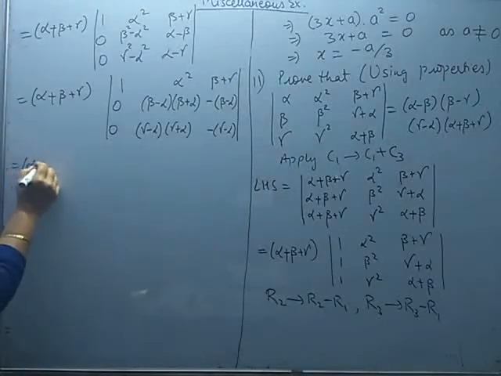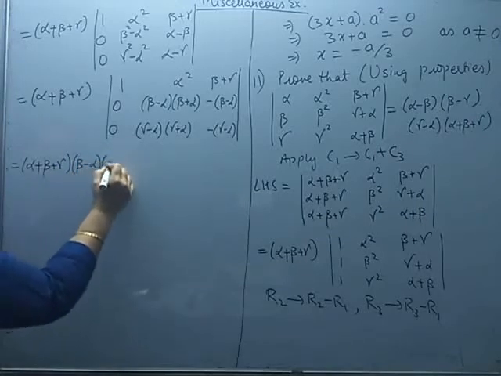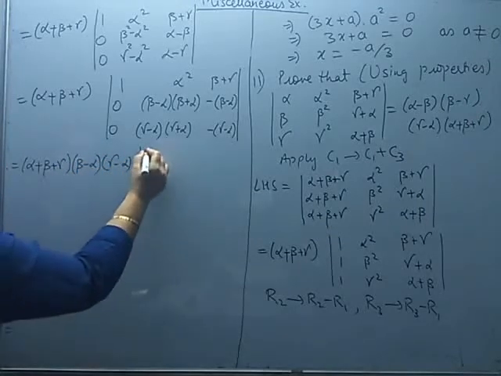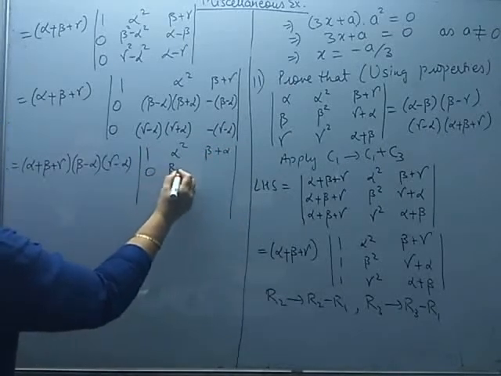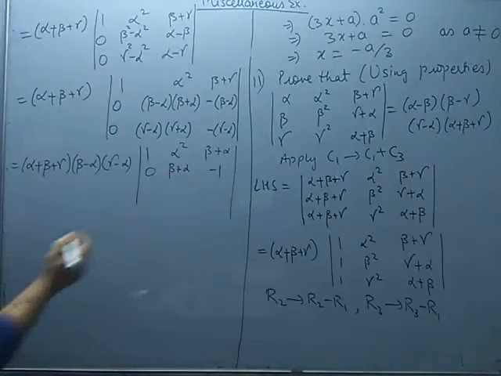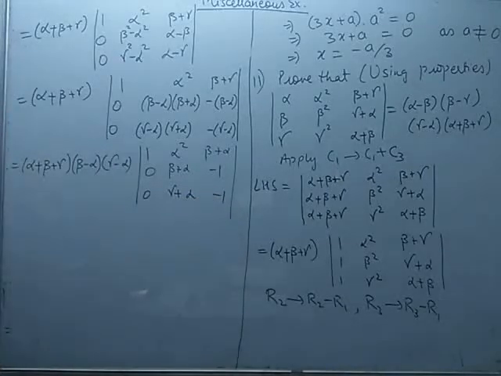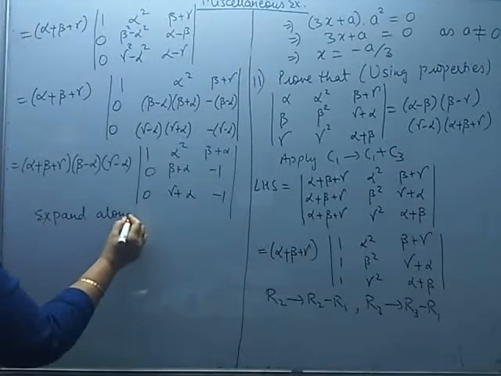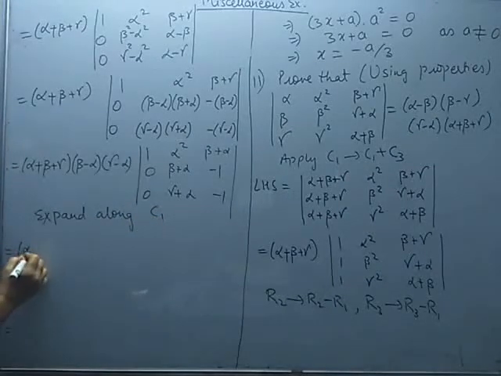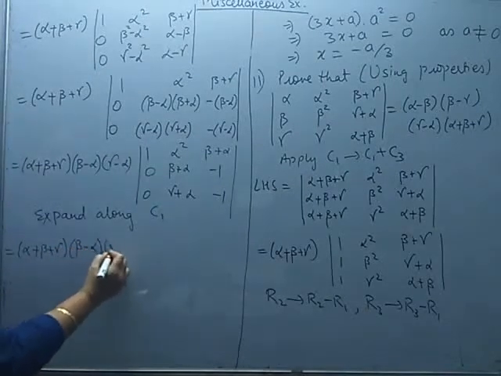So taking these terms common, we have taken beta minus alpha, also gamma minus alpha. Now the determinant is: this is 0, beta plus alpha. Here I have minus 1. This is 0, gamma plus alpha. This is minus 1. So now we can go for expanding it through the first column. So expand along C1, given the factors which we have already taken common.